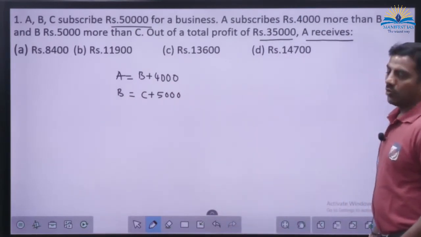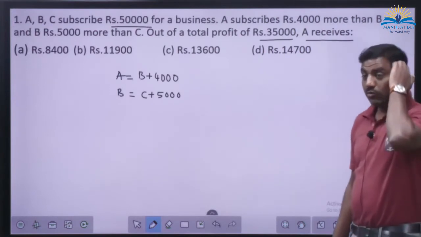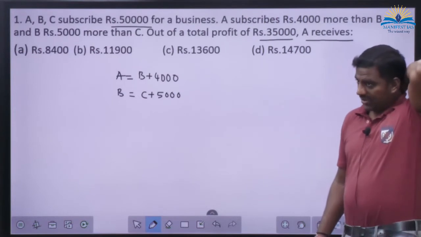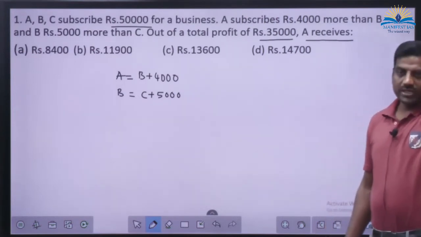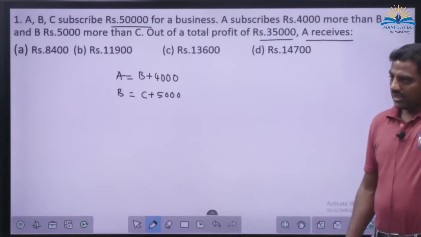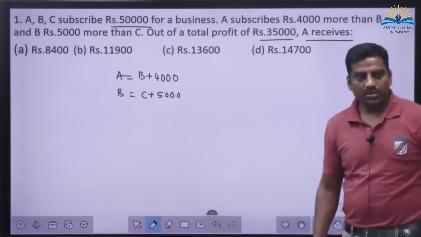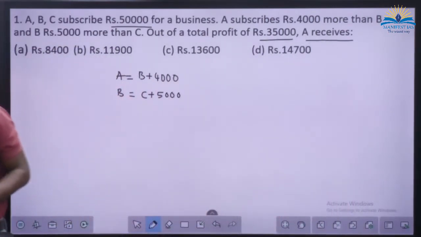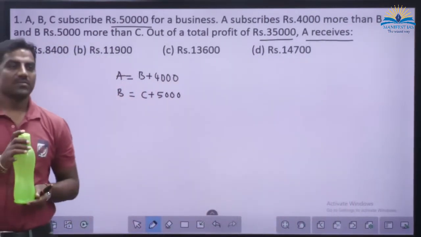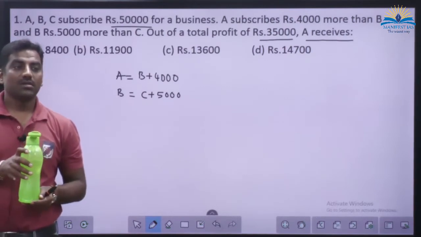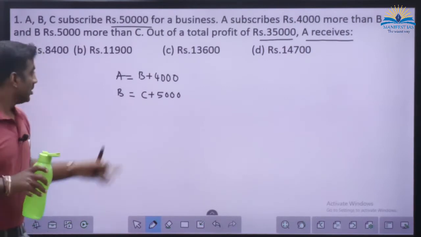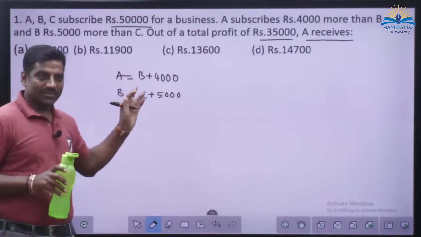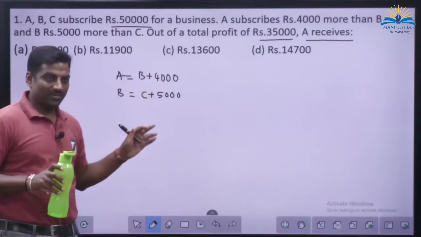Now, how many equations do we have? How many variables? Can we get the third equation? Check. In the given sentence only, can we get the third equation? Think. A plus B plus C. What is that A plus B plus C? Total investment, no? This is all investment we are talking about, right? A is A's investment, B is B's investment. We are not talking about the profit yet.